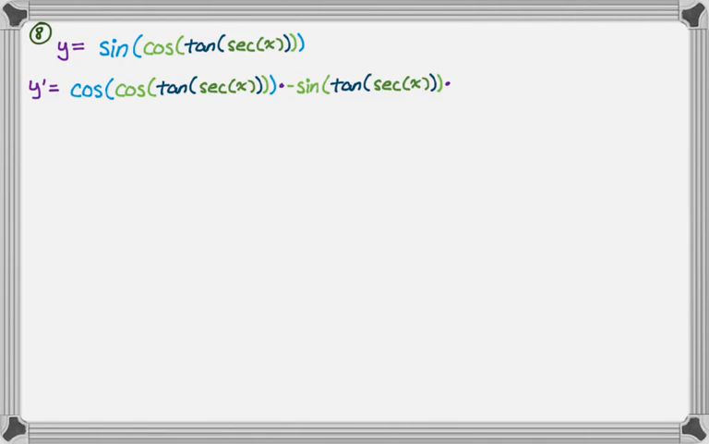That thing is tangent of something. The derivative of tangent is secant squared of that thing. That thing is secant of x times the derivative of that thing, and we just said the derivative of secant is secant x tan x. And then the weirdest thing is this doesn't simplify at all. This is as good as it's going to get.